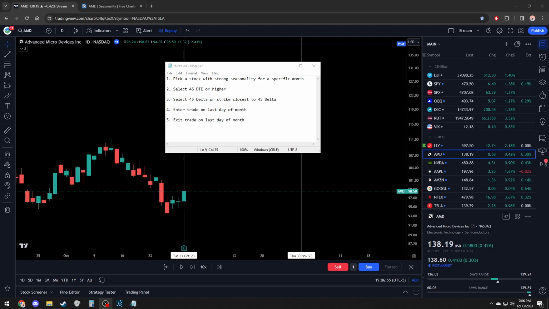So I kind of listed my strategy word for word. The way I trade is I pick stocks that do seasonally well for a specific month, just in that monthly period. So I put on a trade at the beginning of the month and sell it at the end of the month. And I look for a particular equity for a particular month that tends to do well.